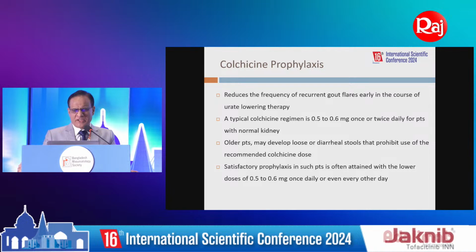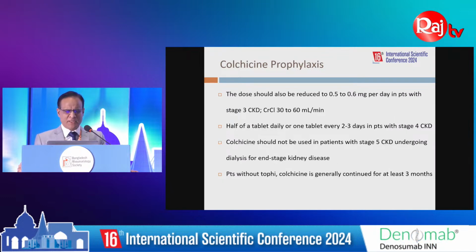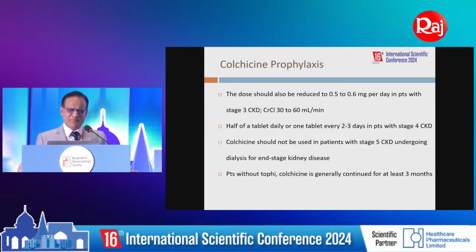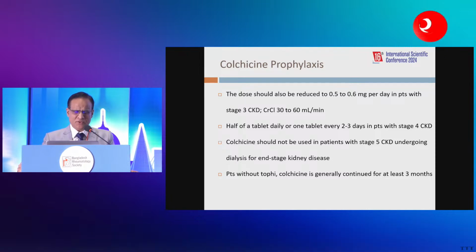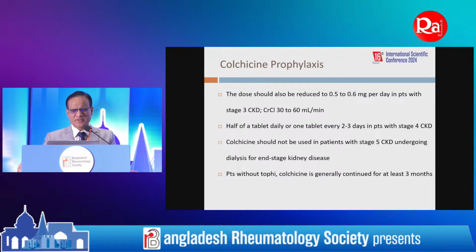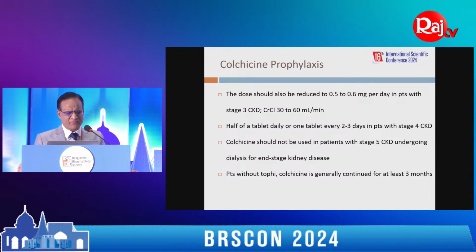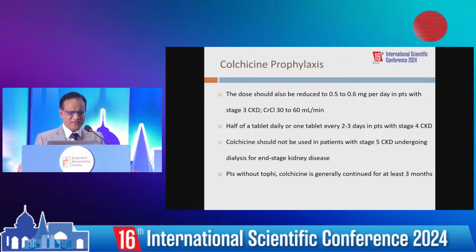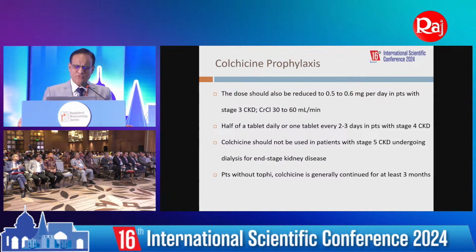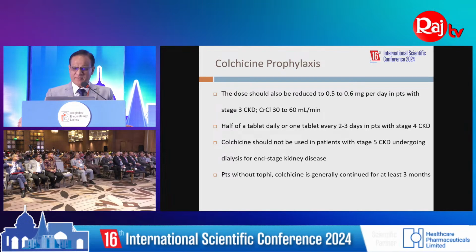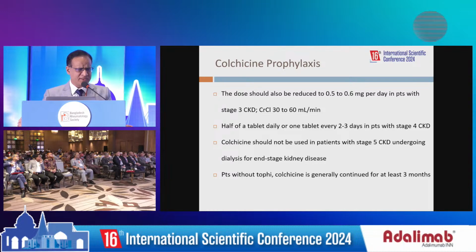In older patients the dose should be reduced because colchicine side effects are more in elderly patients. In case of renal impairment, we should use it cautiously. The dose should be reduced to 1 tablet per day maximum in stage 3 CKD, especially creatinine clearance 30 to 60 ml per minute. Half tablet for stage 4 CKD, and stage 5 CKD it is better to avoid.